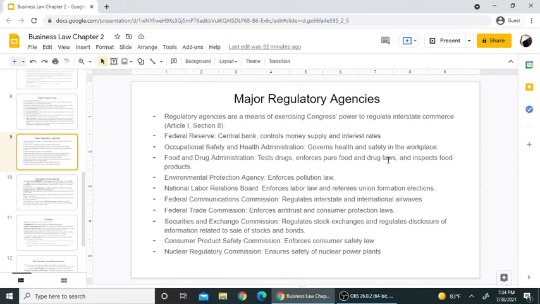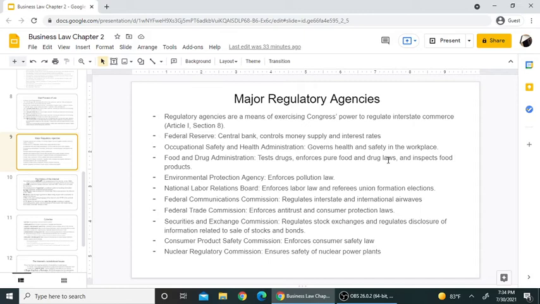The EPA is an independent agency. That means it's not under any of the 15 cabinet agencies. And its main job is to enforce the various pollution laws. It was created by a law that President Nixon signed back in the 70s.